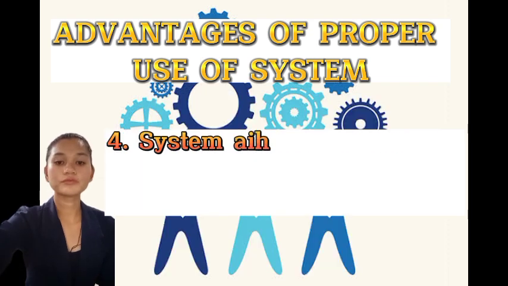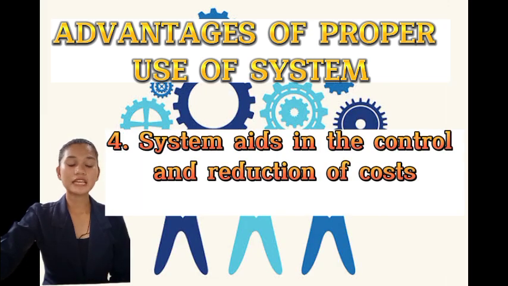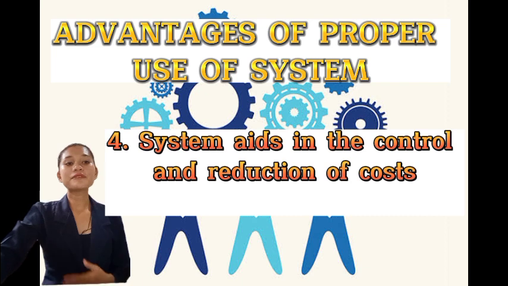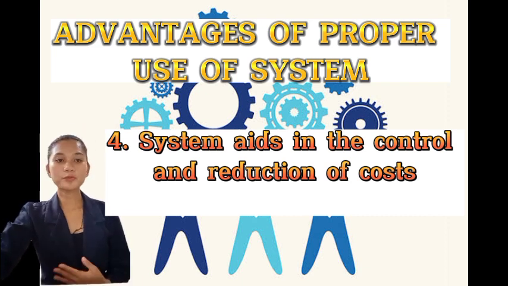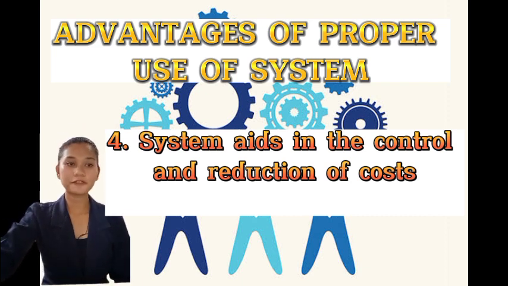And the last advantage is that a system aids in the control and reduction of cost. A system based upon a certain purpose and comprehensive plan of action removes doubt and promotes certainty, so costs are known and controlled. A system promotes smooth running, therefore many unnecessary costs can be eliminated.